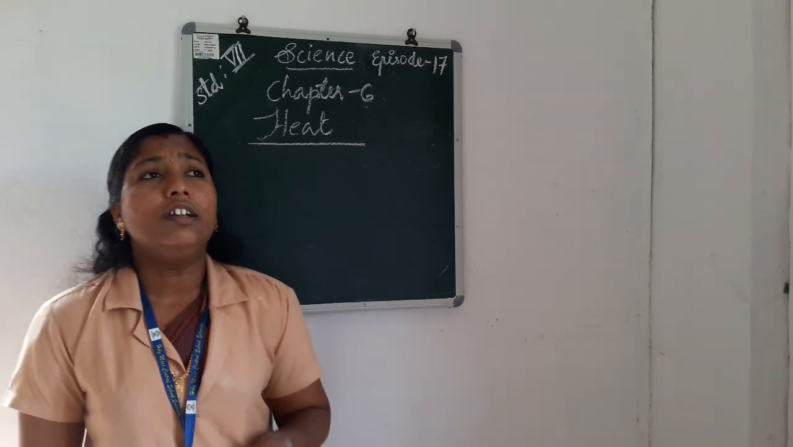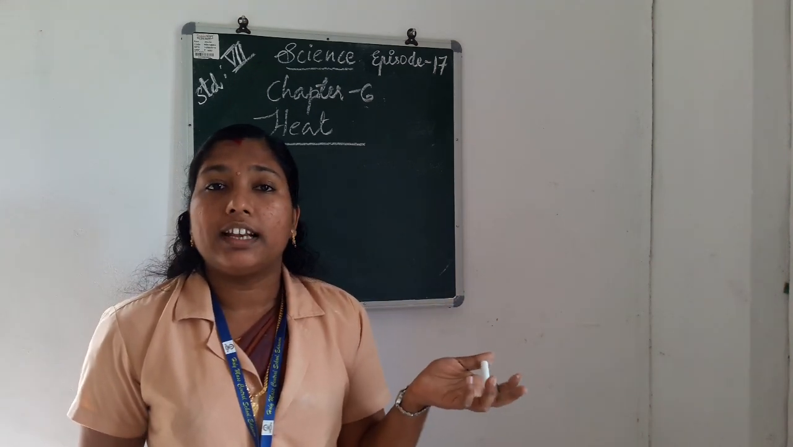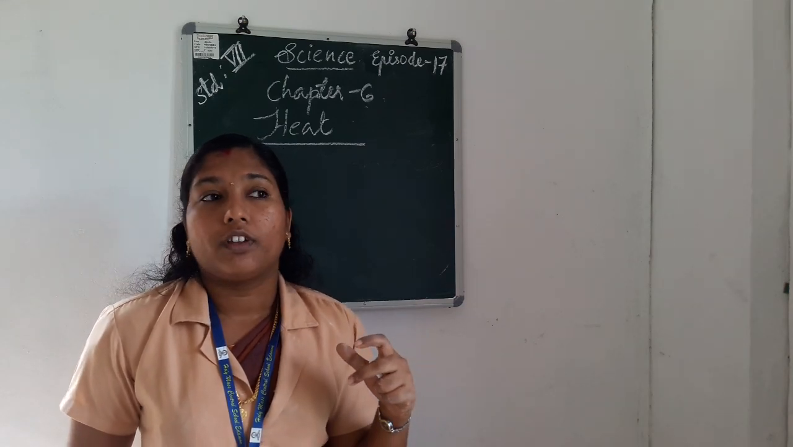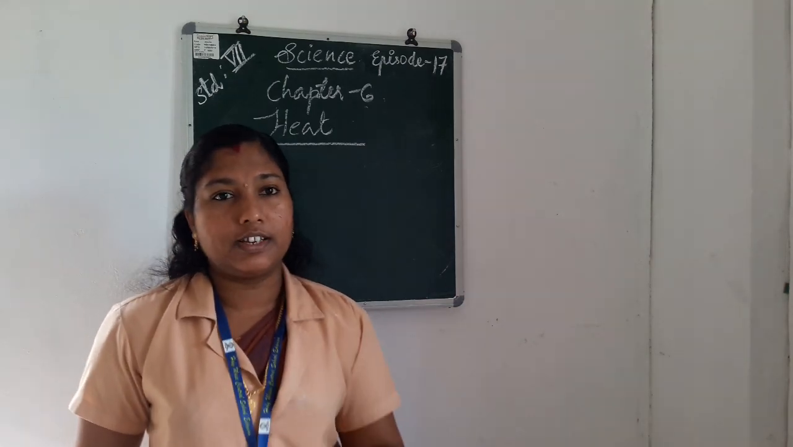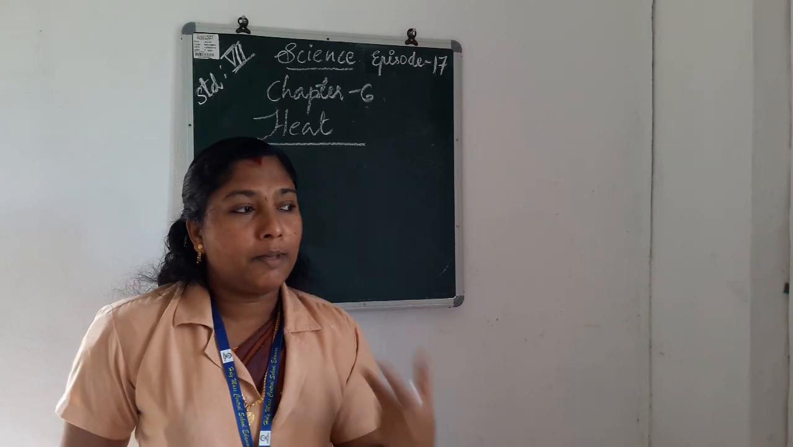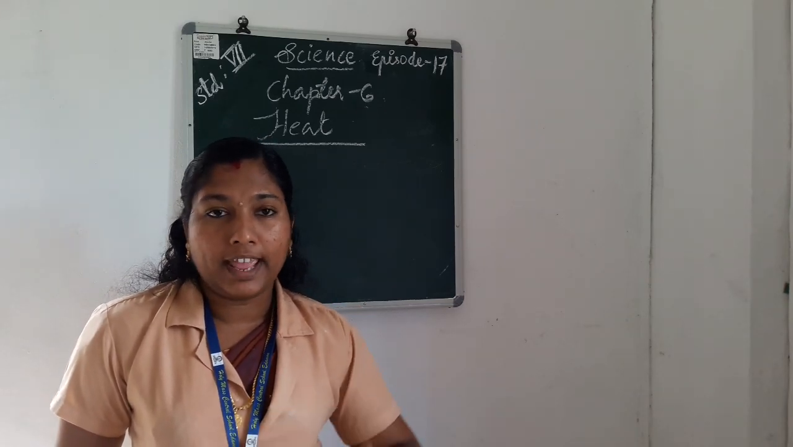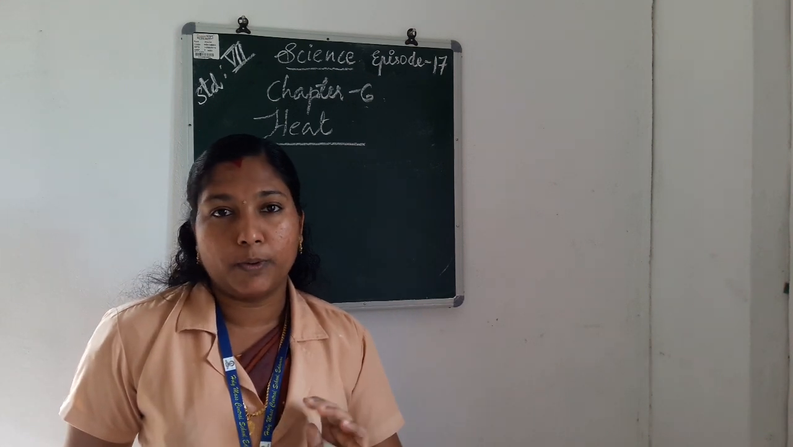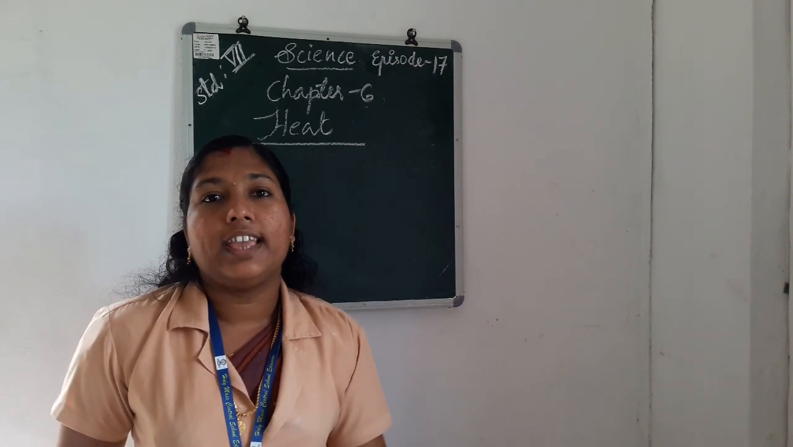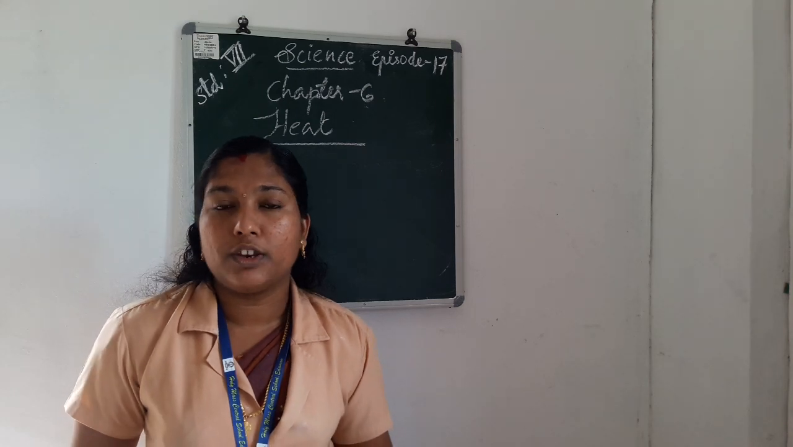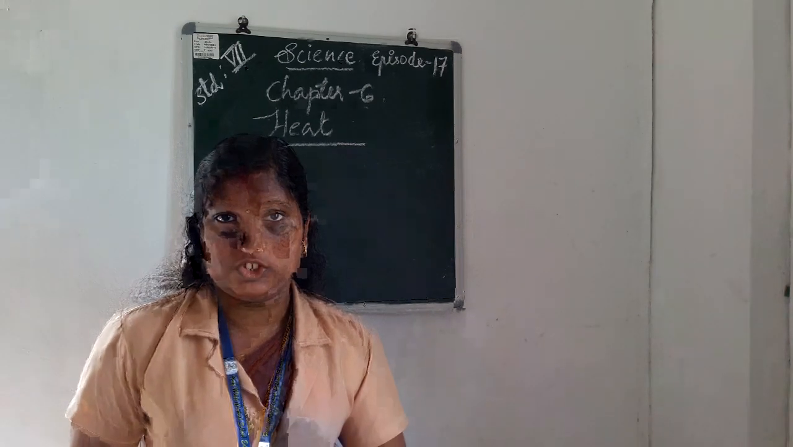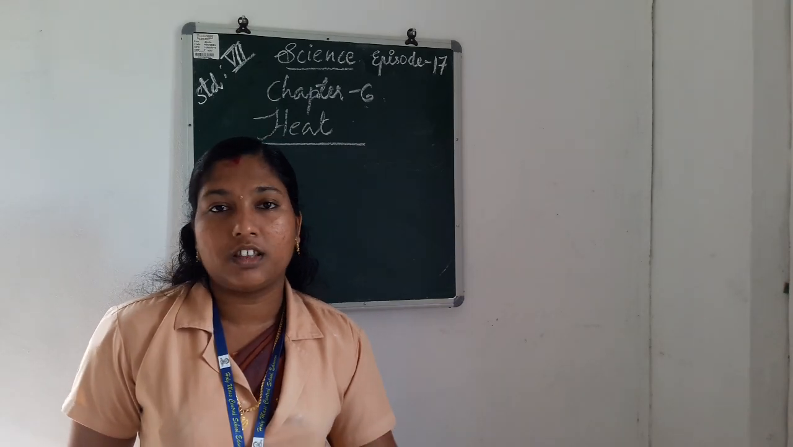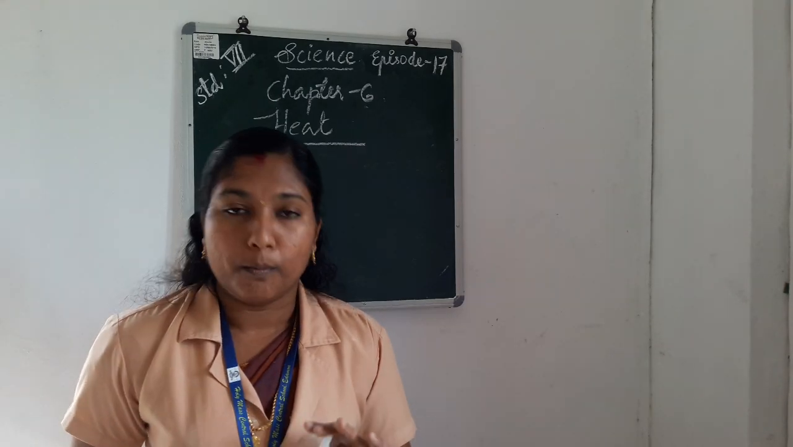Mercury is used in the clinical thermometer and laboratory thermometer. Mercury is a very poisonous substance, so if the clinical thermometer breaks, the mercury cannot be disposed of easily. So nowadays digital thermometers are used to measure body temperature. Inside a digital thermometer there is no mercury.